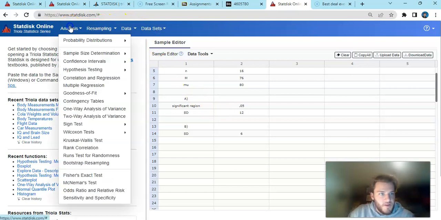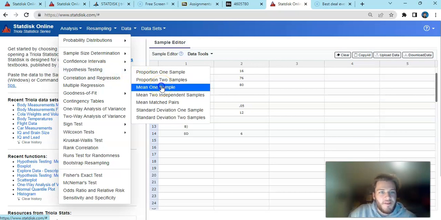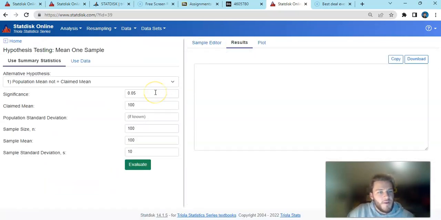So we are going to go into Analysis, Hypothesis Testing, and we're going to do a mean, one sample test. We're going to keep that the population mean is not equal to the claimed mean. The significance is good at 0.05. Our claimed mean in this situation is 80, and the population standard deviation is 12. Our sample size n is 16. The sample mean is 76, and we do not have a sample standard deviation.